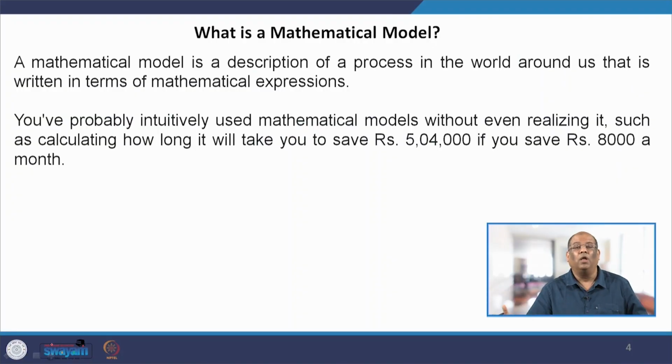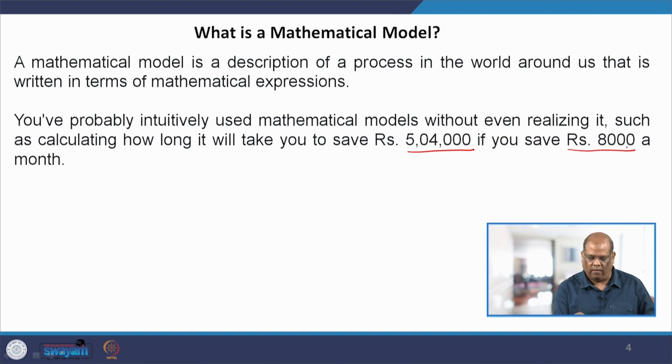Believe it or not, we use this mathematical modeling in our day-to-day life without even knowing that we are using it. Suppose you got a job and you plan to buy a car. So, you estimate that okay, I need the amount 5,04,000 to buy the car, and you can afford to save rupees 8,000 a month. How many months will you take?